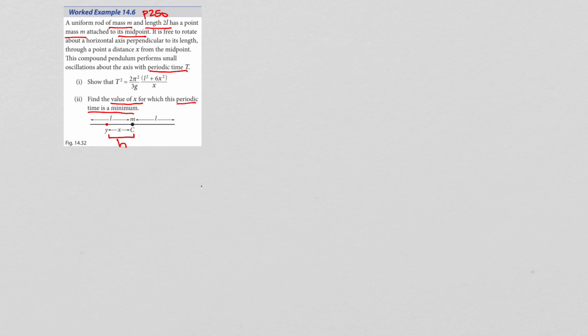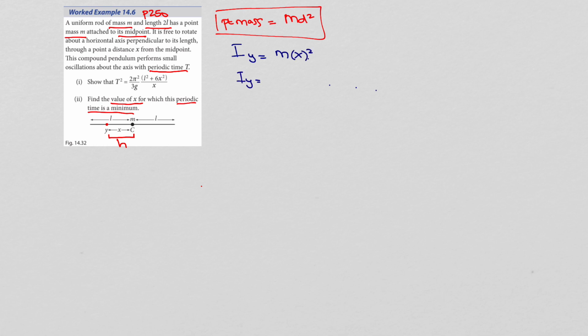So let's get the moment of inertia first of all. Okay, so if we look at the point mass, well, the moment of inertia for a point mass is md squared, and therefore I through Y is the mass of the point mass, which is m, and the distance from the point mass to the axis of rotation is x. So therefore that's going to be mx squared for the point mass.